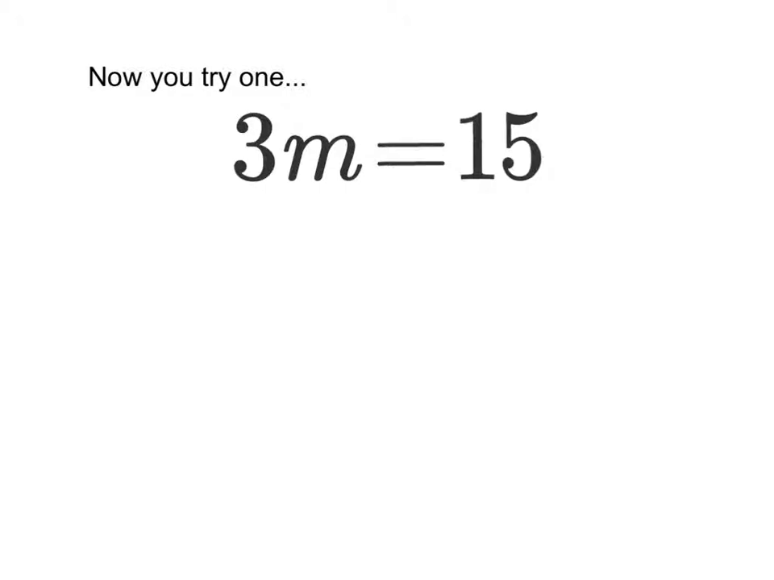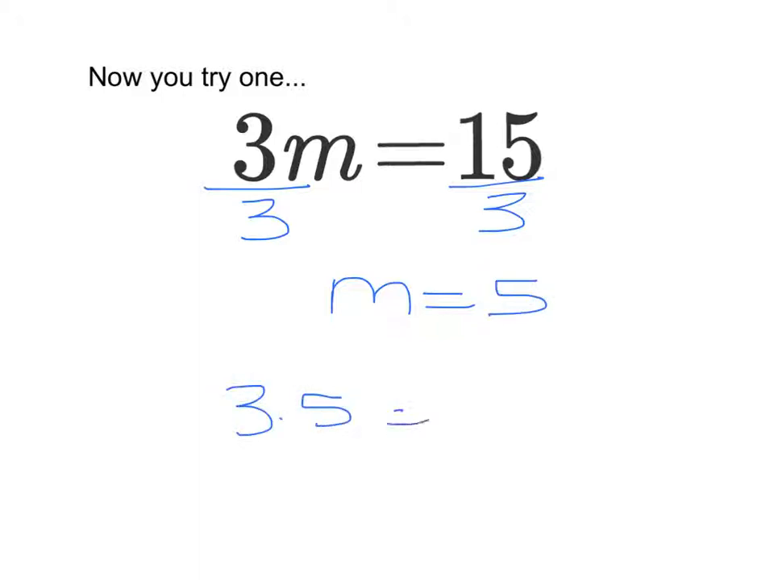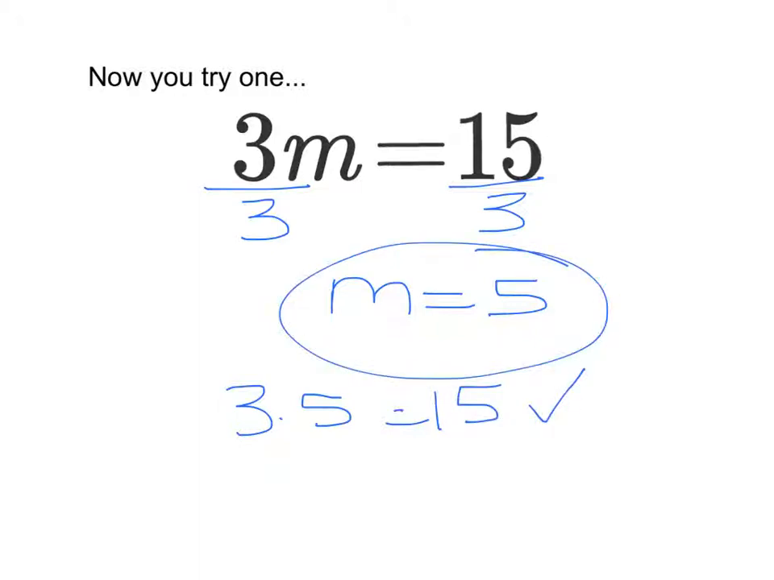Alright, you should have divided both sides by 3. When you did that, you would get m equals 5. If you plug it back in, 3 times 5 equals 15, which tells you it's true. 5 is a solution to the equation.